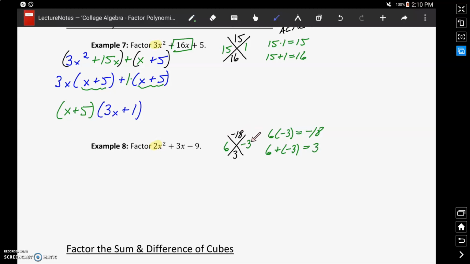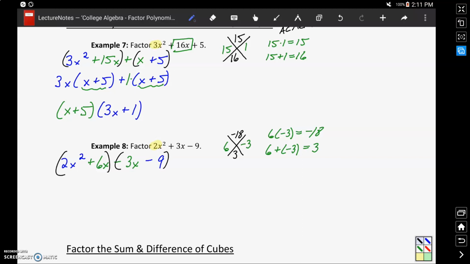Coming up with this pair of numbers can really just come down to a bit of trial and error as you consider different factors and terms that would give us these results that we're after. Taking the same approach as above, we'll break this into 2x squared plus 6x minus 3x minus 9. And then again, we'll look at factoring by grouping.